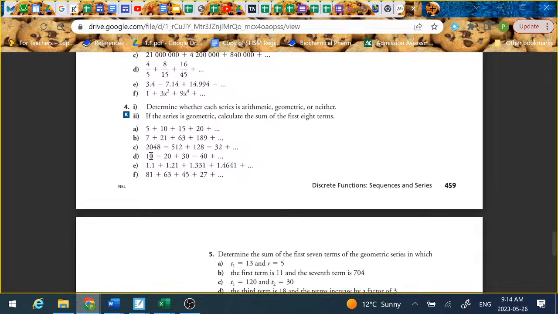If you want to know whether it's geometric or not, you're going to divide. So I'll go negative 512 divided by 2048, and I get negative 0.25. Now I'm going to go 128 divided by 512, and I get negative 0.25. So it's geometric. Does that make sense?